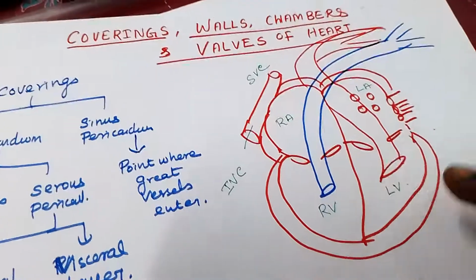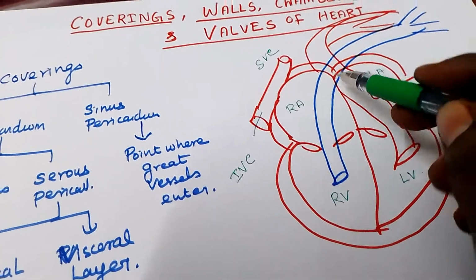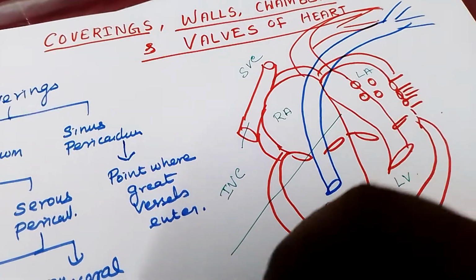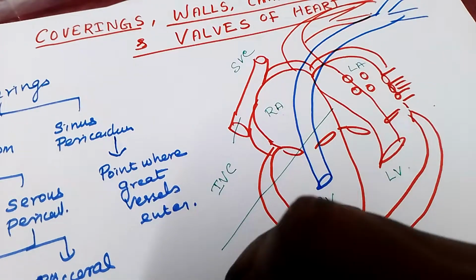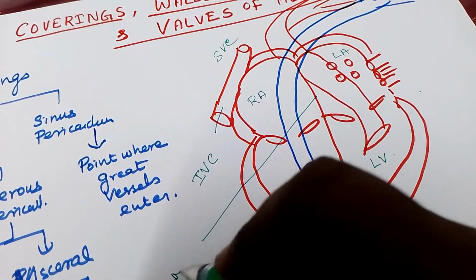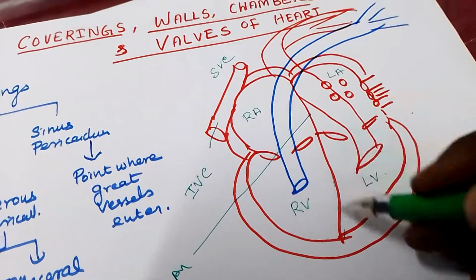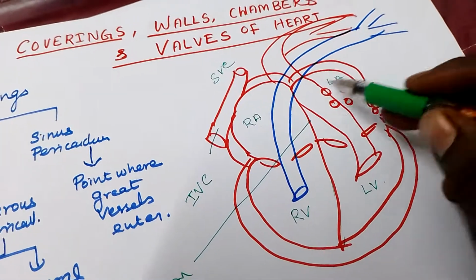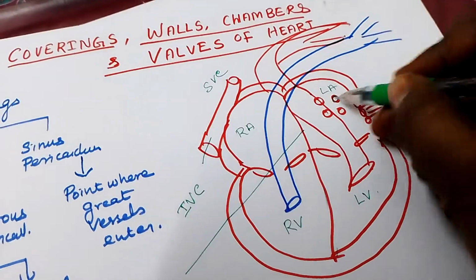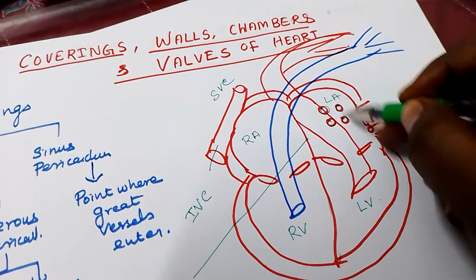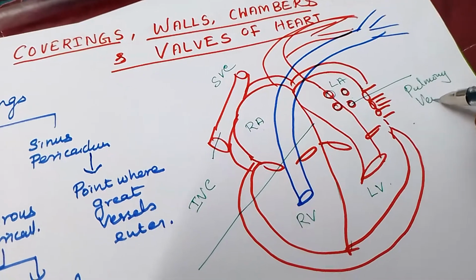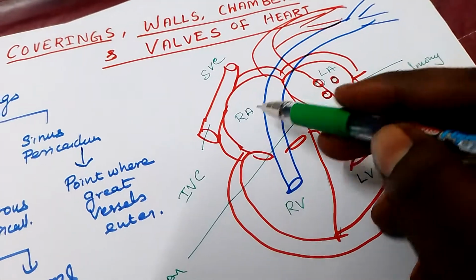The right atrium and left ventricle are divided by the septum. Here is the interventricular septum, and this one is the atrioventricular septum. Septum is the division which is called this one. Here in the left atrium there are 4 openings. What are these 4 openings? These 4 openings are called pulmonary veins. This is the right side of the heart.